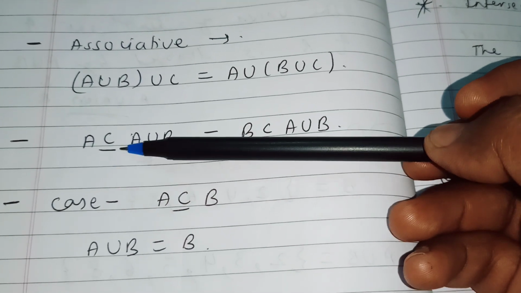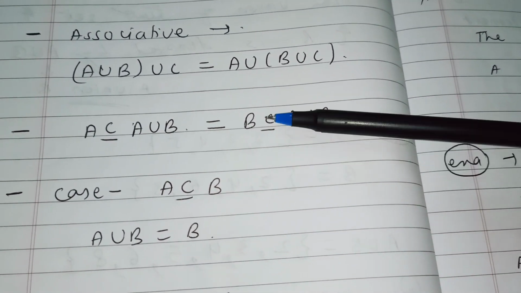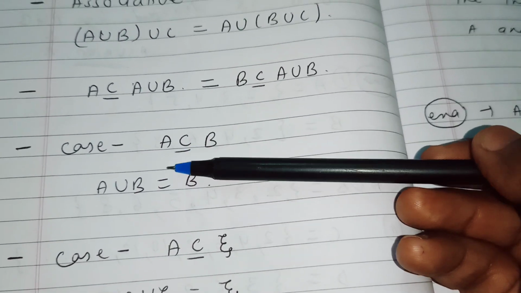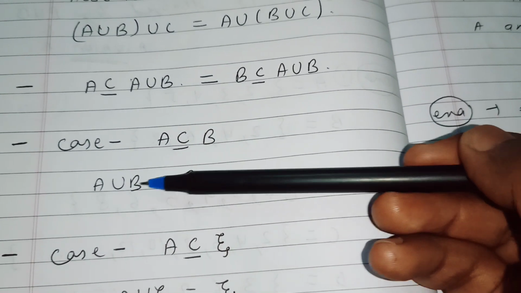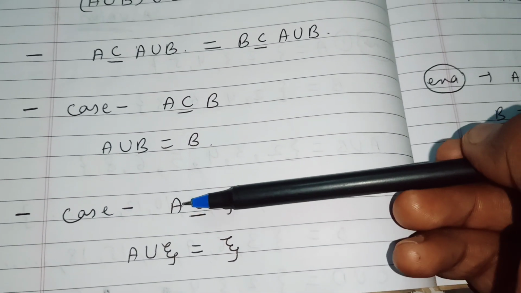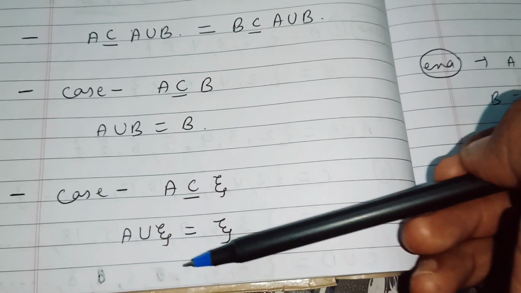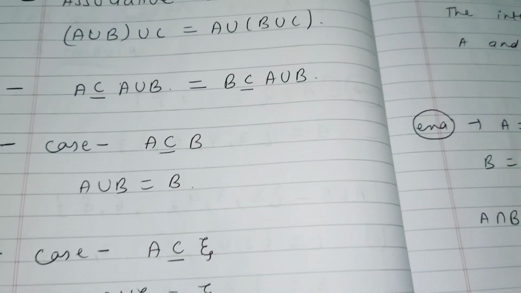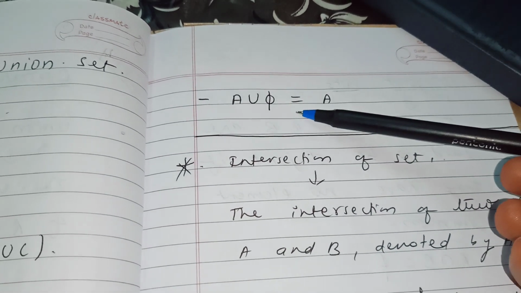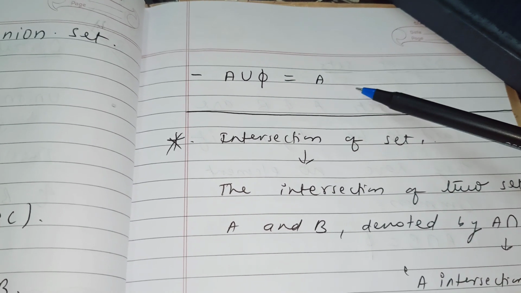Clear? And B is a subset of A union B, and A is a subset of A union B. If A is a subset of B, then A union B is equal to B. Case number 2: A is a subset of the universal set, so A union universal is equal to universal. And A union phi, the empty set, is equal to A.